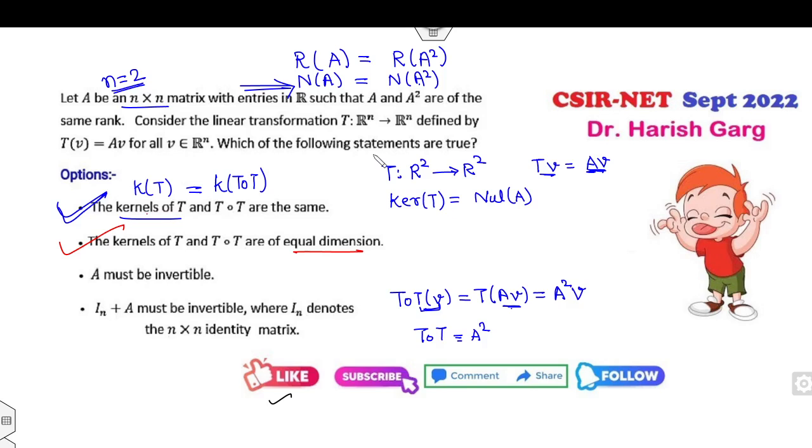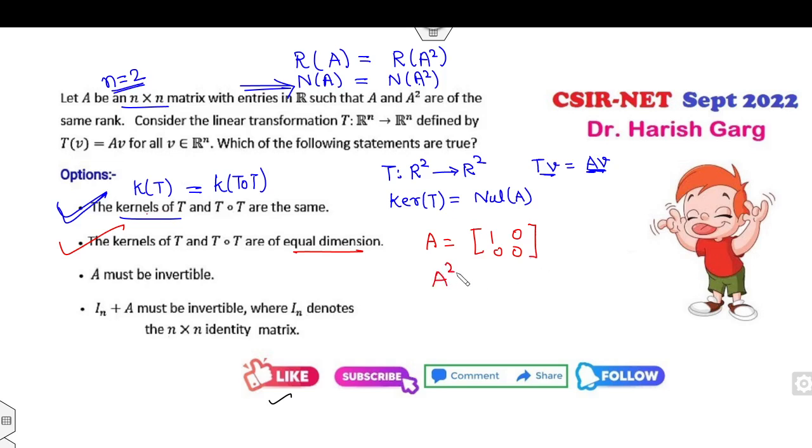Can you think of any example whose ranks are the same? You can see A square is again the same, so the ranks are the same. But you can see this is not invertible. Or you can consider this example: 0, I, minus I.